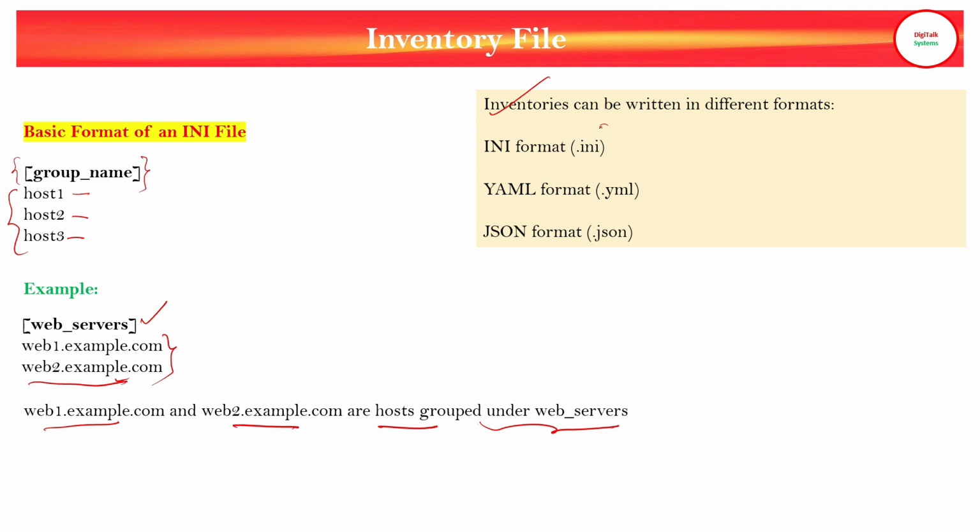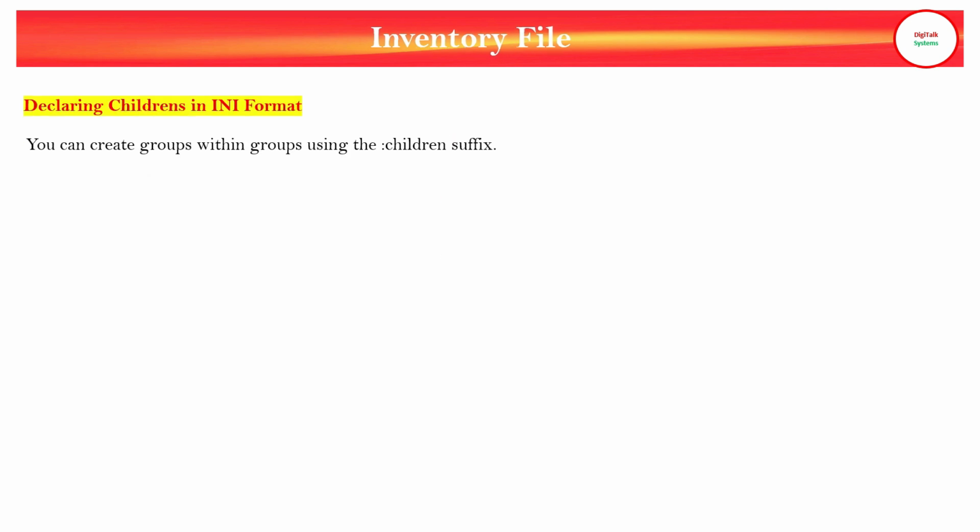So we can write the inventory file in some different formats. Practically, when we create the inventory file, we save it with the extension .ini. Apart from that, you can go with JSON or YAML format as well. But mostly you will see this INI format, and I would recommend going with this only. Okay, so this is just for information purposes.